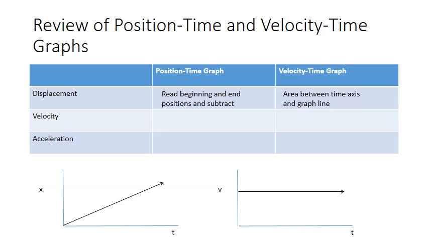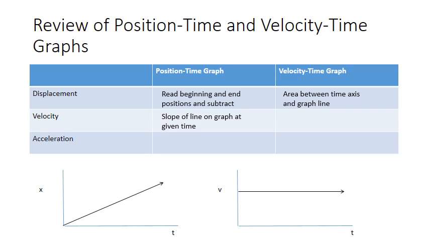We have to actually find the area between the time axis and the graph line. We can use the formulas for triangles, squares, rectangles, whatever it is we need to do to find that area, and that will tell us our displacement during that time. If we're below the time axis, then it will be a negative displacement. Now, velocity, remember, is the change in position over change in time, and that's just the slope of the line on the graph at a given time.